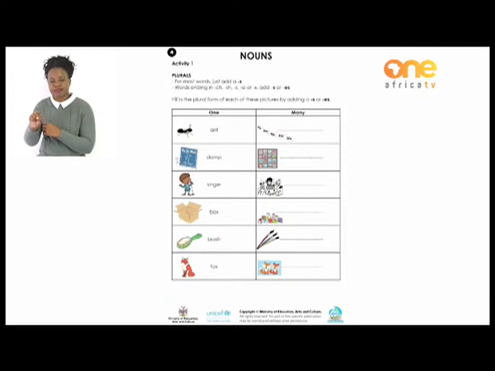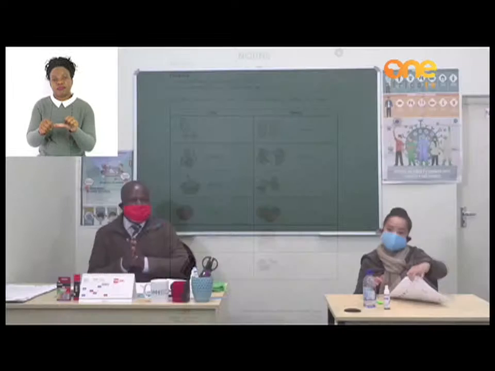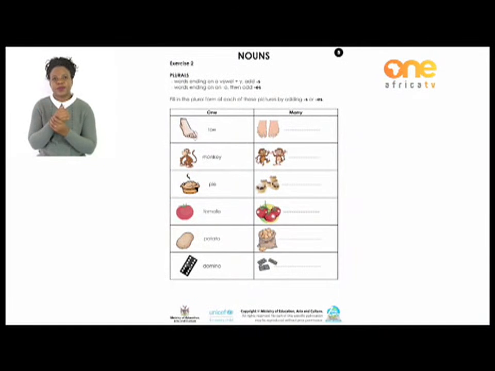Yes, it's ants, right? Stamp, singer, box. Remember the rules for X, nouns ending with X, SH, and CH. Let's turn our books. Let's continue with our activities on page 5. Page 5, words ending on a vowel plus Y. The rule says we just add an S.